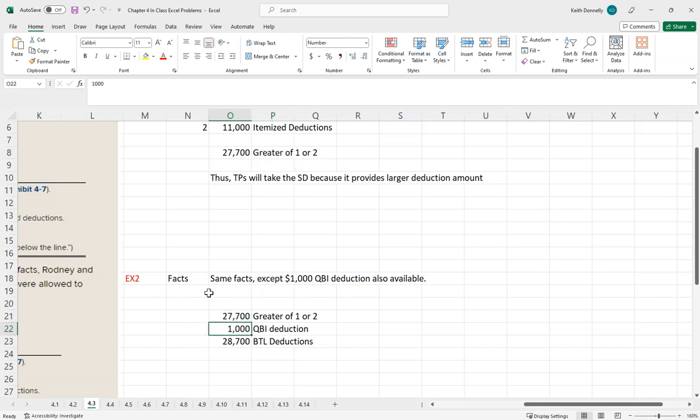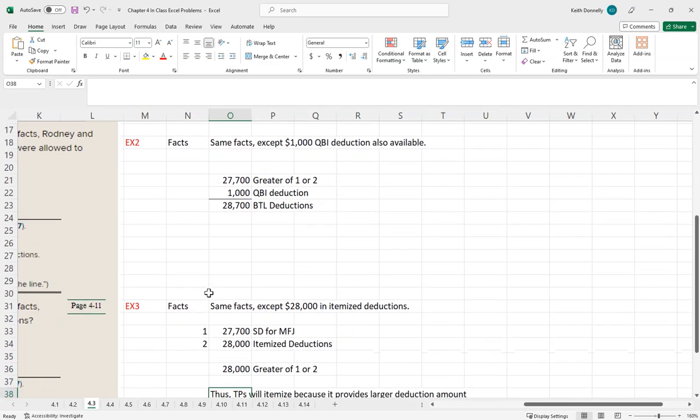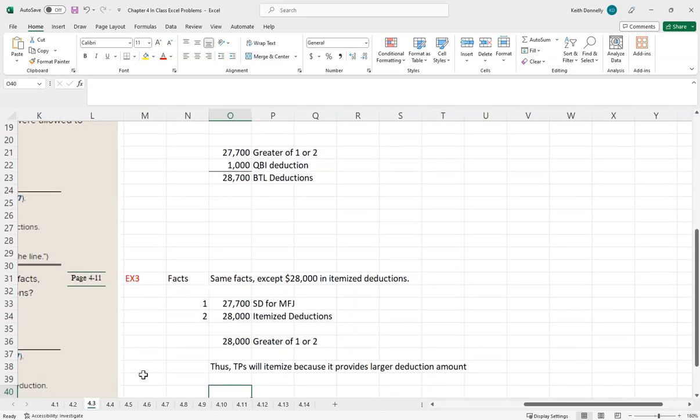Down here, we pick the greater of 1 or 2. What this is saying down here is, hey, on top of that, you also get the QBI deduction. In other words, it's not pick the greater of standard deduction, itemized, or QBI. No, don't just label it and throw it all in there. Instead, you get two things. The first thing is the greater of your standard deduction or itemized deduction. And the second thing is the QBI deduction. So don't mix them all together there. Again, here are some other iterations you can look at.